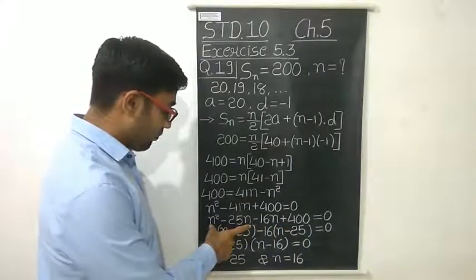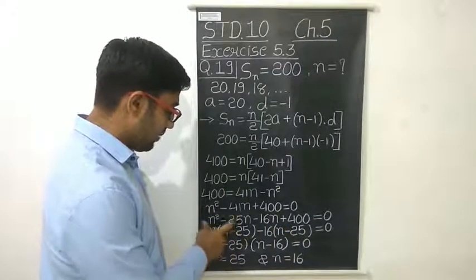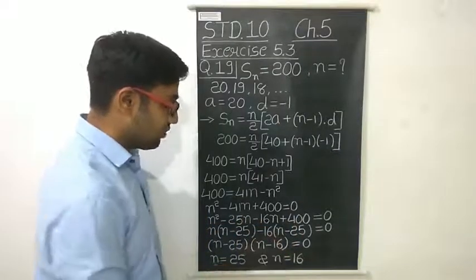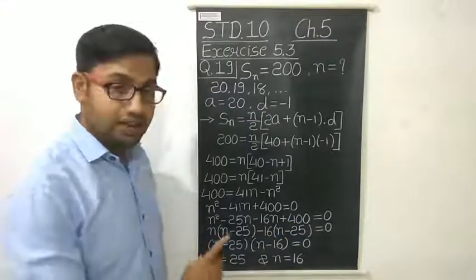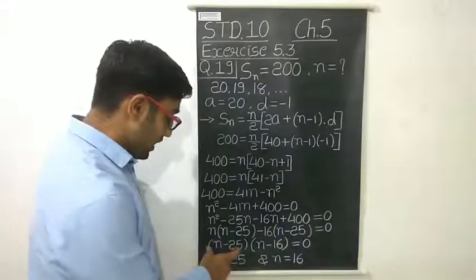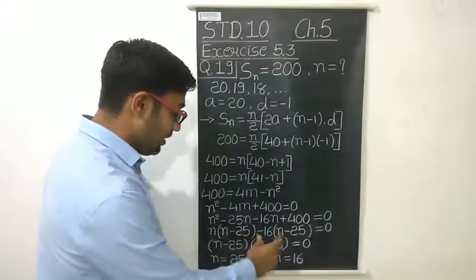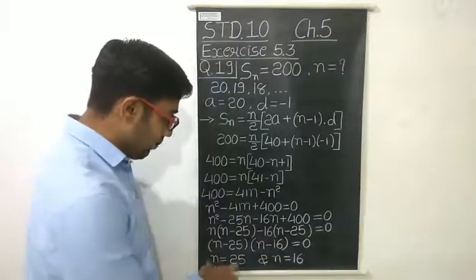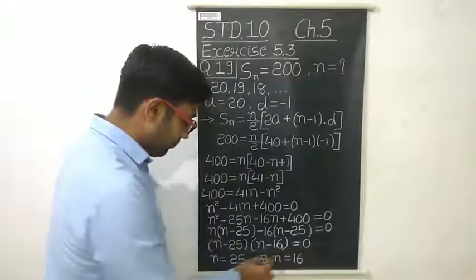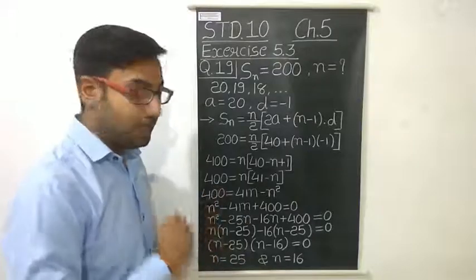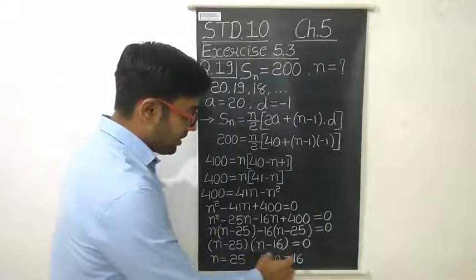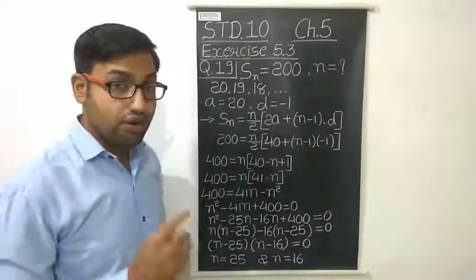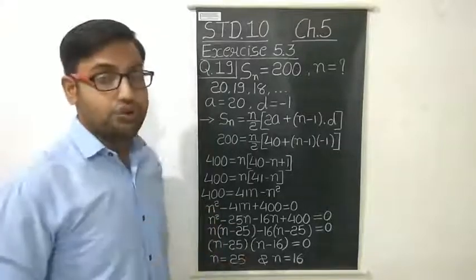Take n common from both these terms. n is common, in the bracket what will remain? n minus 25. From these two terms, take 16 as common. Also n minus 25 remains in this bracket. That is equal to 0. So n minus 25 is in one bracket, n minus 16 will remain in the second bracket, is equal to 0. Now as we compare the n minus 25 with 0, we will get the value of n is equal to 25. Again we compare n minus 16 with 0, we get the value of n is equal to 16.